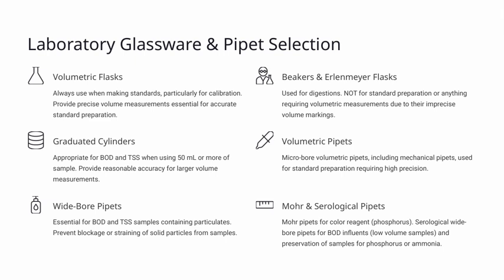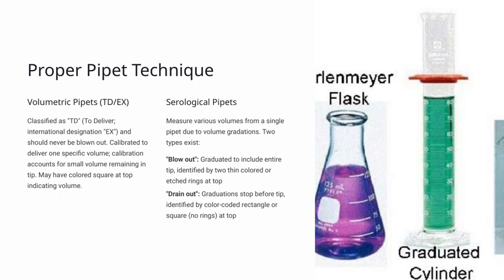In summary, choosing the right glassware and pipettes depends on the task. Precision, sample type, and volume all guide your selection to ensure accurate and reliable results. Let's talk about proper pipette technique, focusing on volumetric and serological pipettes.